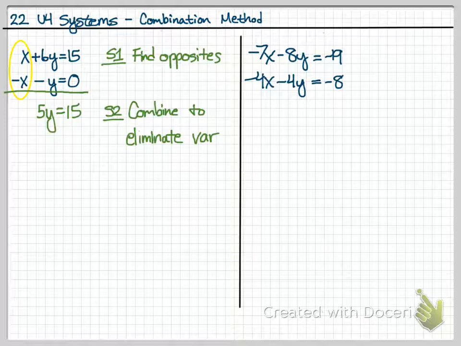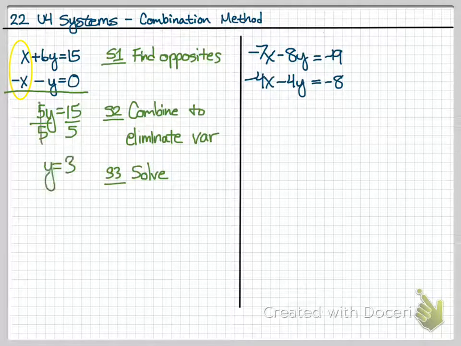Now that we've done that, we can solve for the y. Divide by 5, and our y is equal to 3. Since we have two variables, we still have to solve for the other variable, which is x, the one we first eliminated. We have y equal to 3.